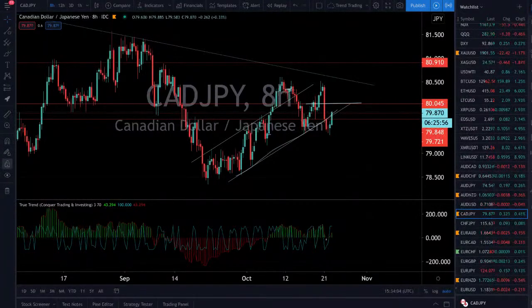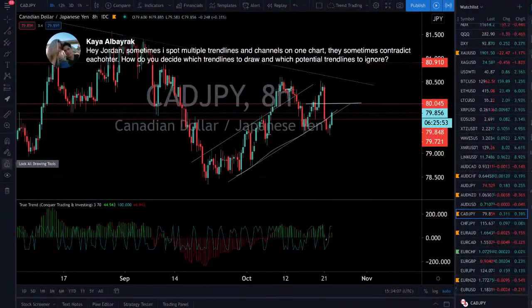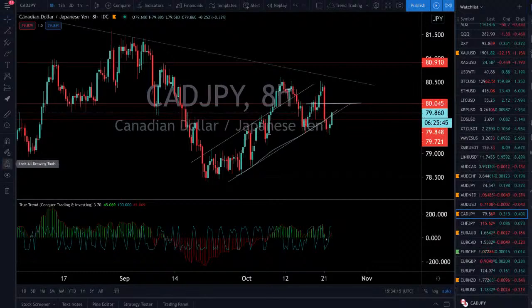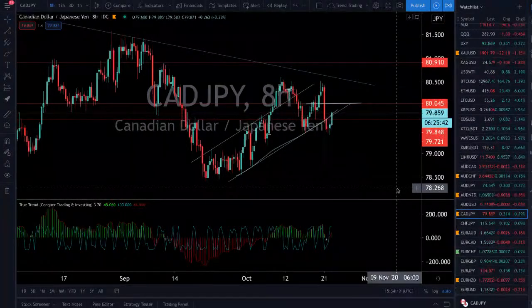Jordan, sometimes I spot multiple trend lines and channels on one chart. They sometimes contradict each other. How do you decide which trend lines to draw and which potential trend lines to ignore? I mean, Gaia, I would need a concrete example.